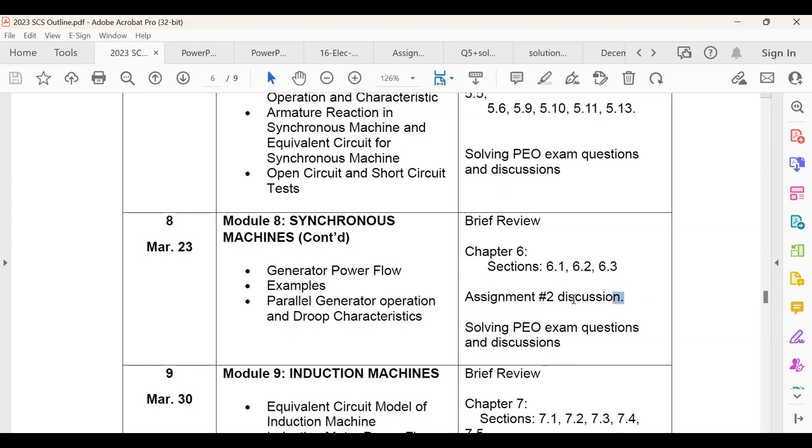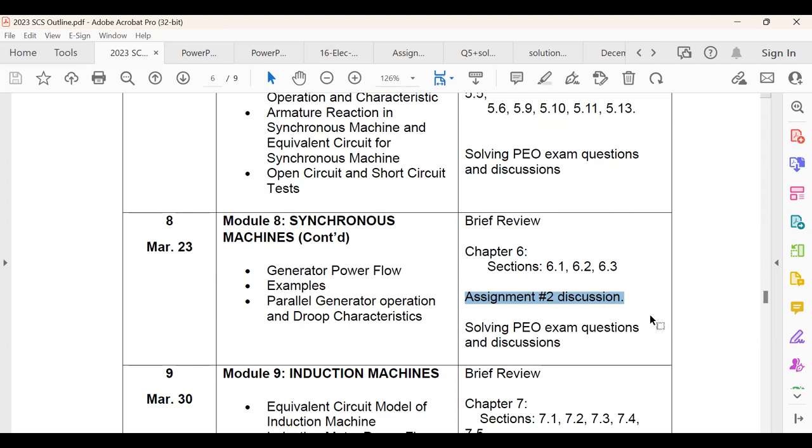After that, we are going to give you some hints, as we did with assignment number 1, but this time for assignment number 2. For assignment number 2, the due date is next week, exactly in a week, end of the day, Thursday.